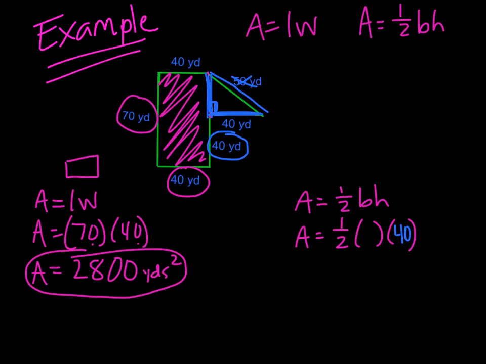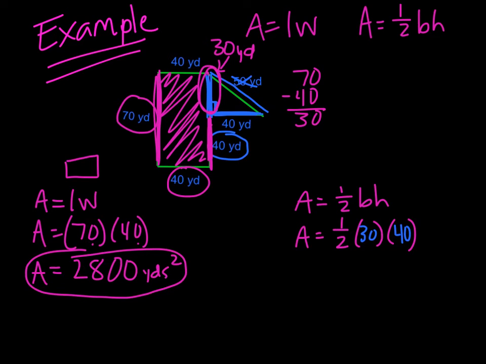So in other words, from here to here is 40 yards. Well, if from here to here is 70 yards and this is 40 yards, all I have to do is say 70 minus 40 equals 30. So that indicates that this base right here is 30 yards. So this ends up being 30.